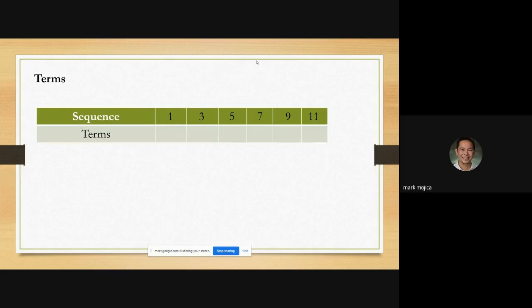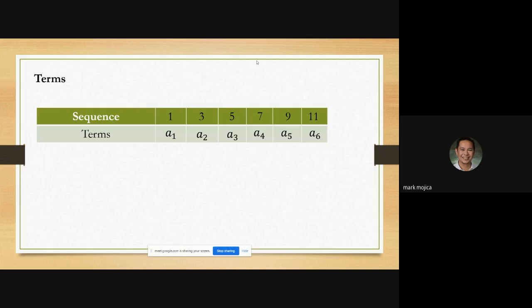So a sub 1 has a value of 1. Ibig sabihin, that serves as the first term. So the first term of the sequence is 1. The second term is a sub 2, which is equal to 3. The third term, a sub 3, is equal to 5. The fourth term, a sub 4, is equal to 7. The fifth term, a sub 5, is equal to 9. And the sixth term, a sub 6, is equal to 11. So that is the meaning of the terms.